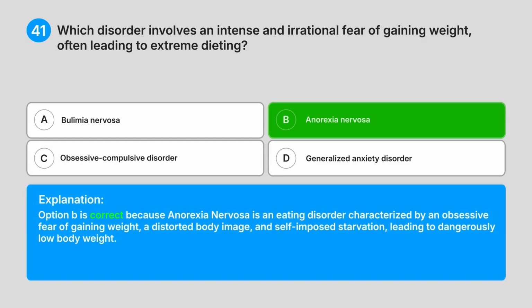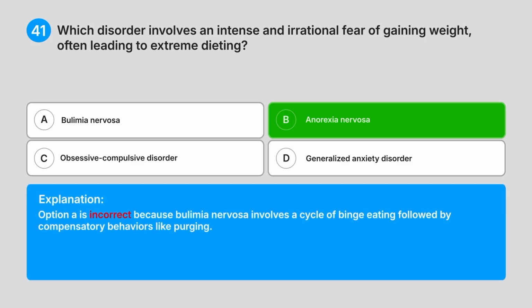Explanation: Option B is correct because anorexia nervosa is an eating disorder characterized by an obsessive fear of gaining weight, a distorted body image, and self-imposed starvation, leading to dangerously low body weight.